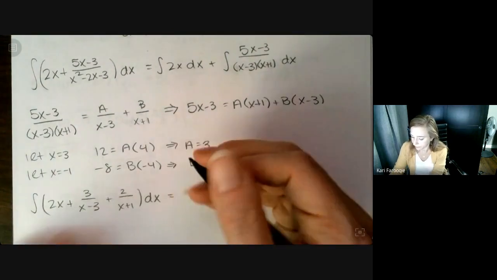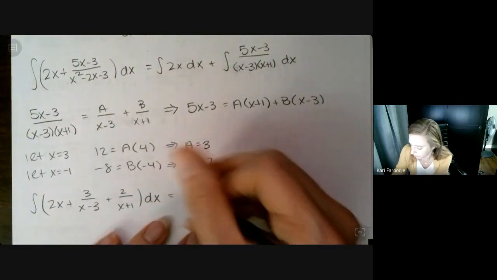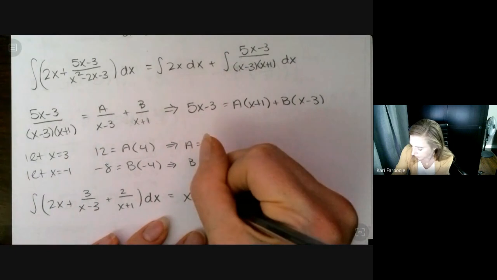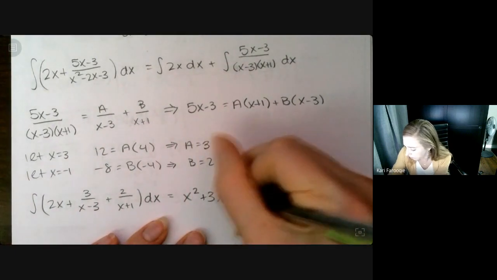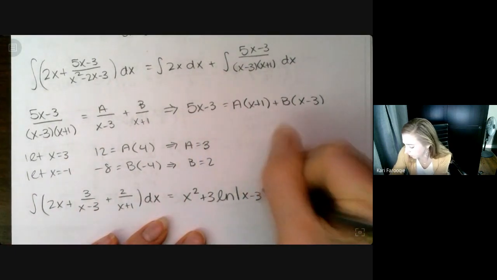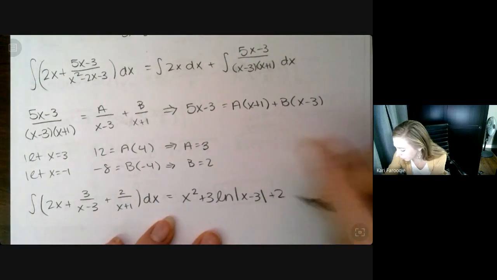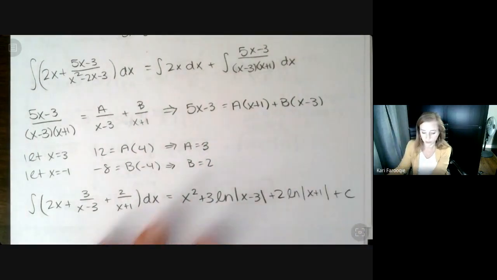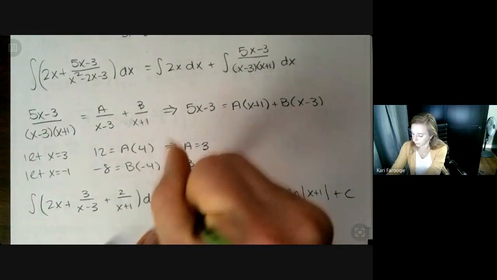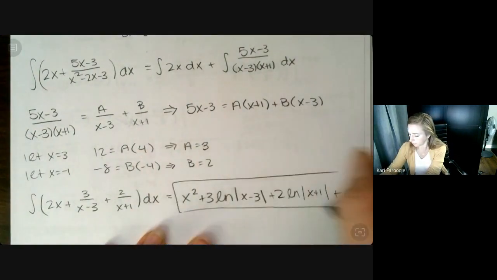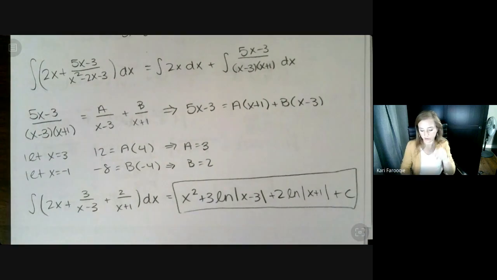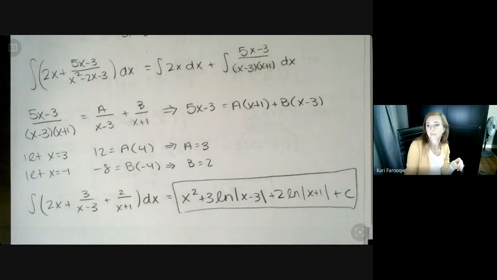So increase the power by 1, divide by the new power, and you get x squared, and then plus 3 times the natural log of x minus 3, plus 2 times the natural log of x plus 1. Don't forget your absolute value bars. Plus c. I'll zoom that out for you.